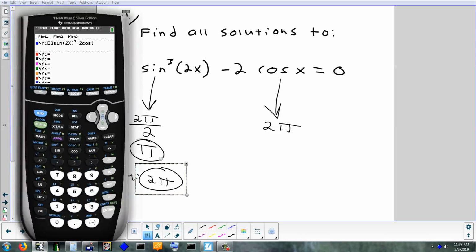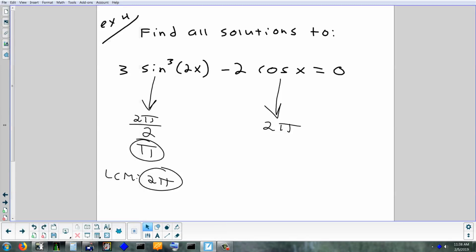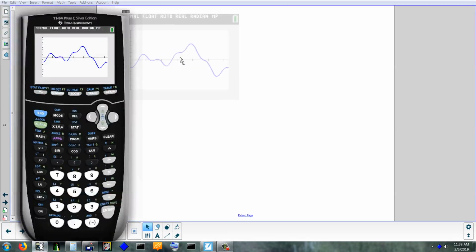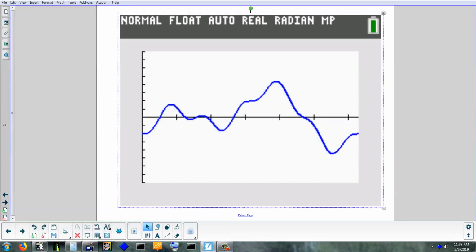minus 2 cosine x. My window is already 0 to 2 pi. It's been 0 to 2 pi for every problem we've done today. So I'm just going to hit graph. And we're looking for where it crosses the x-axis. Let's make it a little bigger. And how many times does it look like it? 6. Yeah. 1, 2, 3, 4, 5, 6 times. And it begins exactly where it ends, which means you've got a good window.